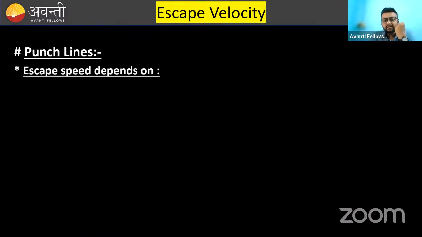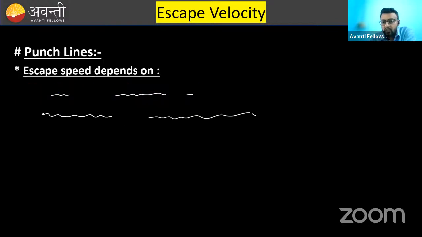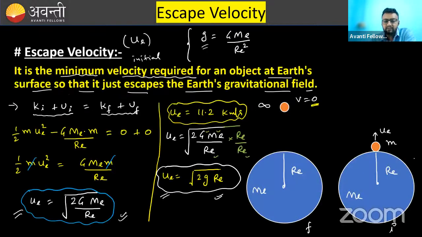Escape velocity depends on the mass of the planet and the radius of the planet. You can see the relation. The escape velocity depends on the mass and the size of the planet. And the second thing, the most important thing, is the position from where the particle is projected. Whether you have projected the particle from the surface of the Earth, in deriving the relation, we have thrown the particle from the surface of the Earth.